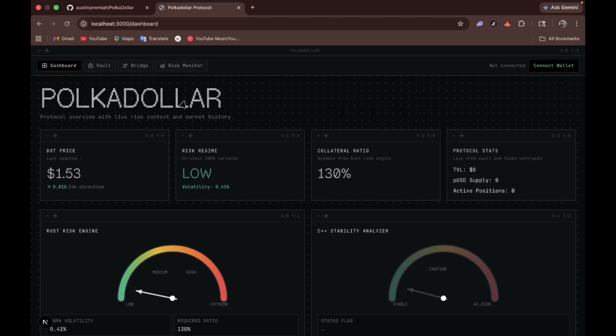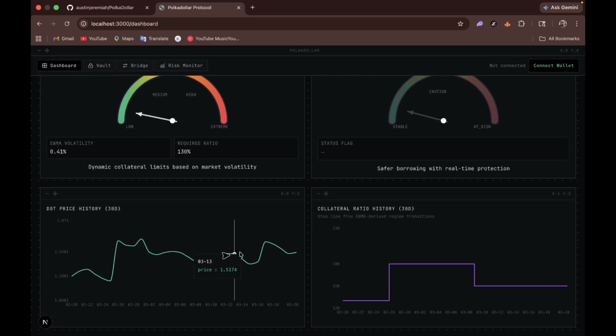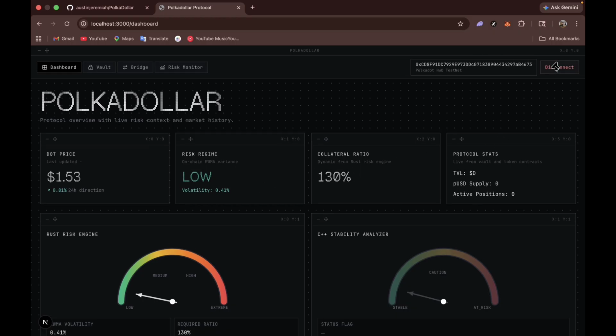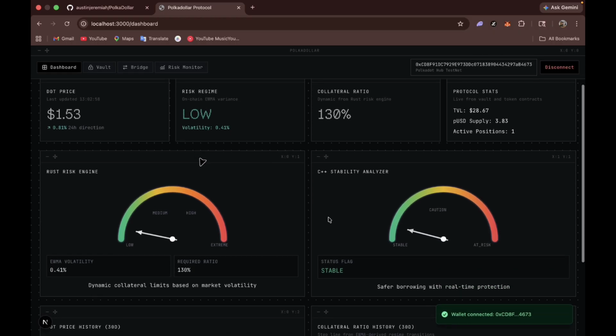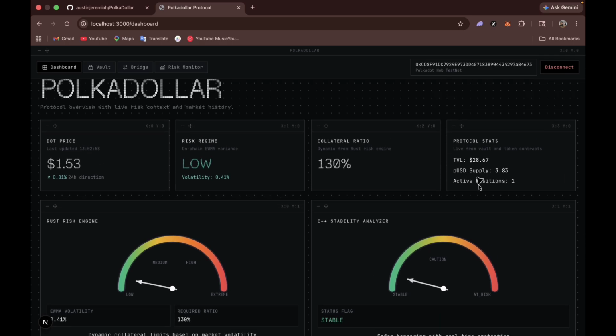The DOT price, the real price from CoinGecko, is pushed on chain by our oracle every 60 seconds. The risk regime, which is low, is the output of the Rust EWMA contract. By calculating the variance, it looked at the recent price history, computed the variance and classified it as low volatility, which means a 130% collateral ratio. This gauge value reads directly from the Rust contract's asset risk function. The needle, the volatility number, the ratio, all are from the PolkaVM.